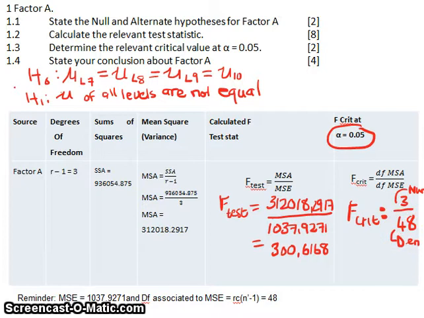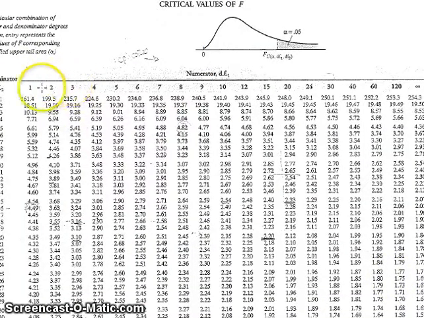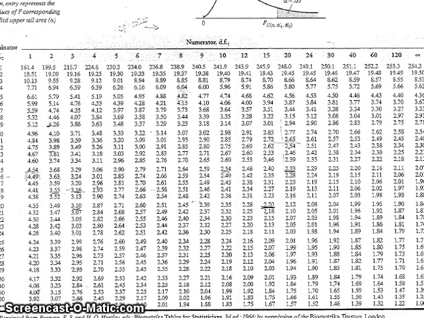And when I go back to my table, I find 3 in my numerator and 48 in my denominator. Now you'll see here there isn't actually a 48 in my denominator. The closest I have to that is 40. Well, I've got 40 and I've got 60. So the closest one to my 48 would be 40. So it would be 2.84. This is the value that I am looking for, using 3 in my numerator and 40, which is the closest to 48, in my denominator. So that is how I read off my F table.